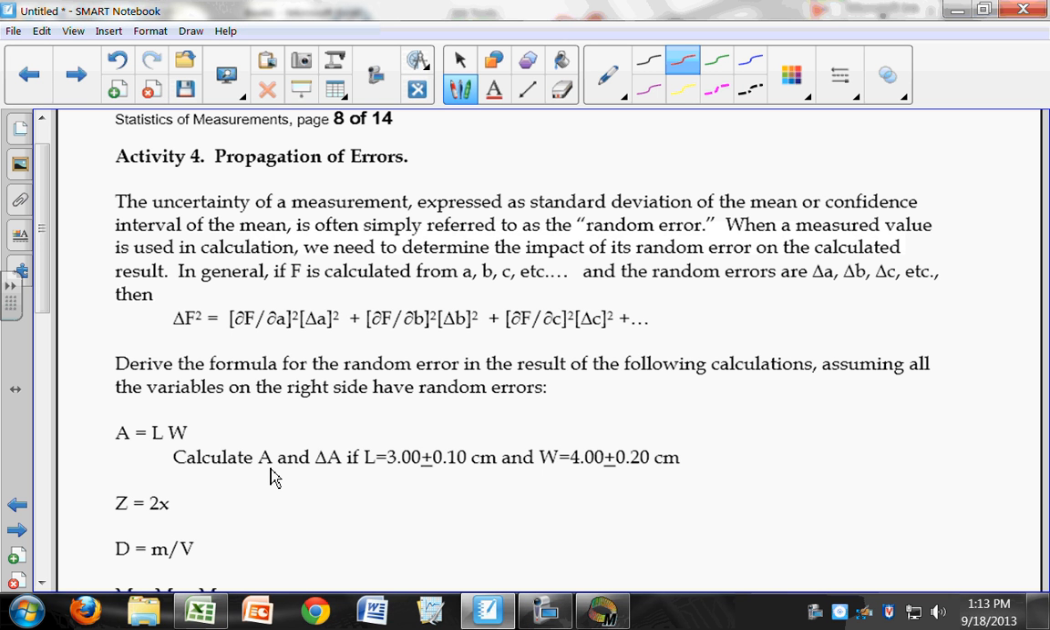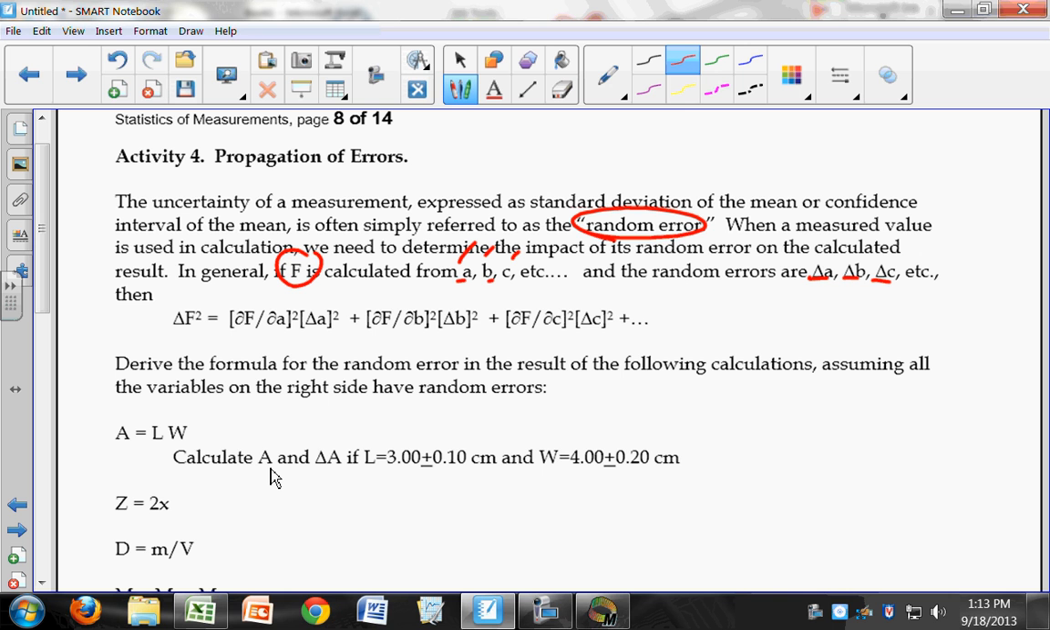The uncertainty of a measurement, expressed as standard deviation of the mean or confidence interval of the mean, is often referred to as the random error. When a measured value is used in a calculation, we need to determine the impact of its random error on the calculated result. So in general, if you have f, you calculate it from a, b, c, and so on. And there are uncertainties in a, b, and c. So let's call that delta a, delta b, delta c.